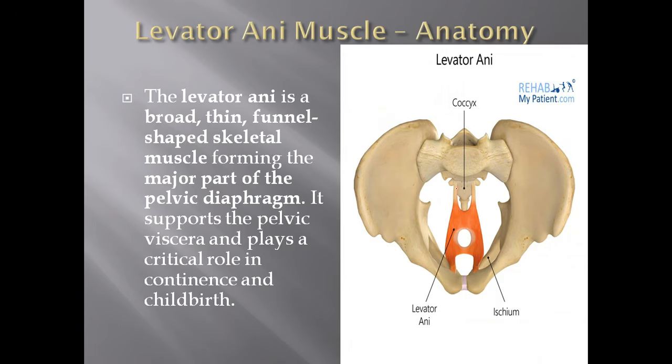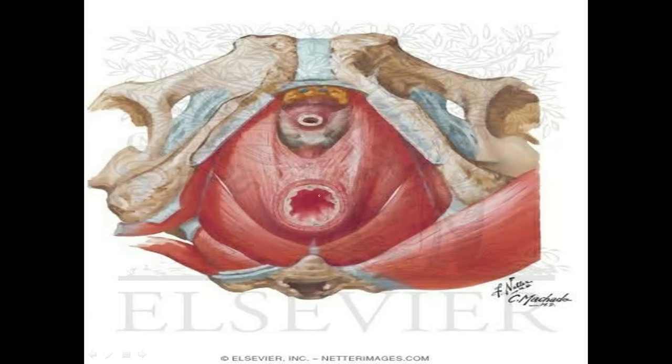So you can see the levator ani muscle here forming the pelvic diaphragm, and it plays a critical role in supporting the pelvic viscera. You can see it here again, and you can see its funnel-shaped structure. You can assume this is the upper part of the funnel where the water enters, and this is the lower tip of it where the water comes out from. So you can see the upper part is broad and it is less broad down here.